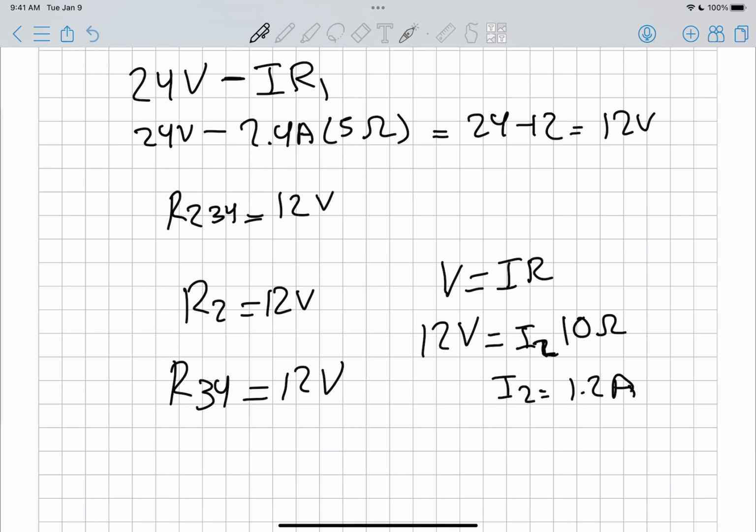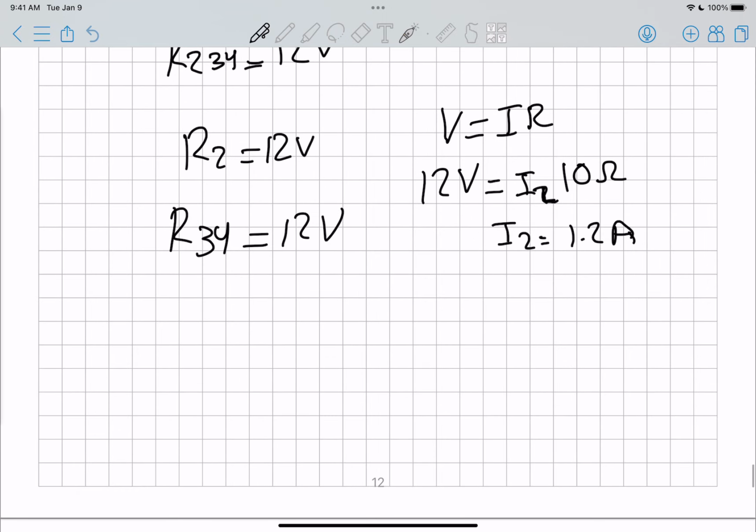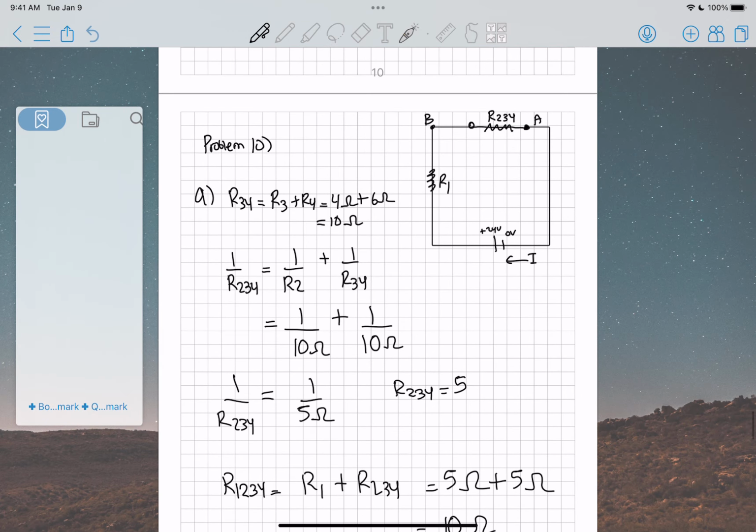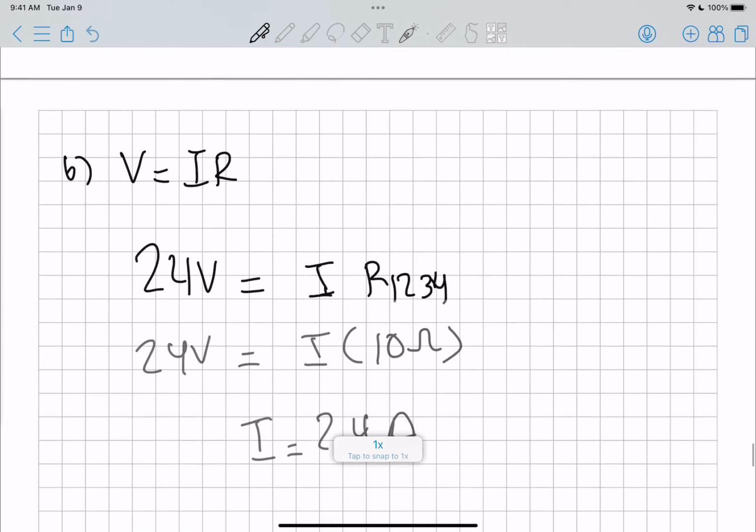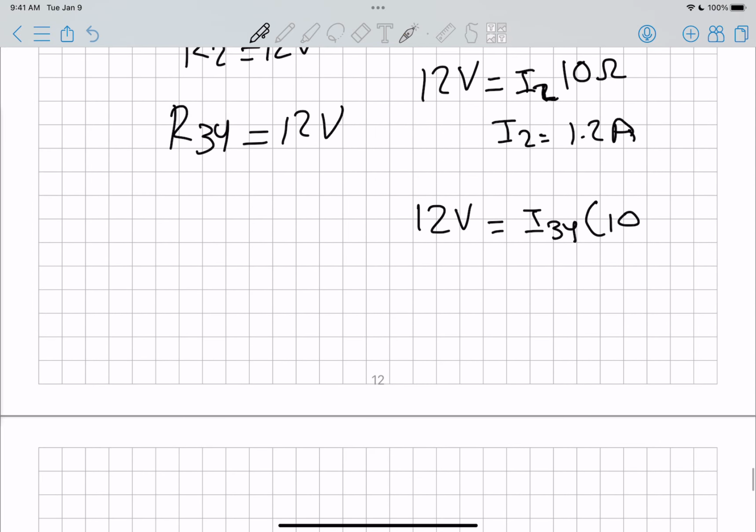R34 then also got 12 volts. I34 times that combined resistor was what? R34 was 10 ohms, right? So it got 1.2 amps as well. So the current was split evenly between the two, perfectly, right? And so now I'm like, okay, I have I34 is 1.2 amps.